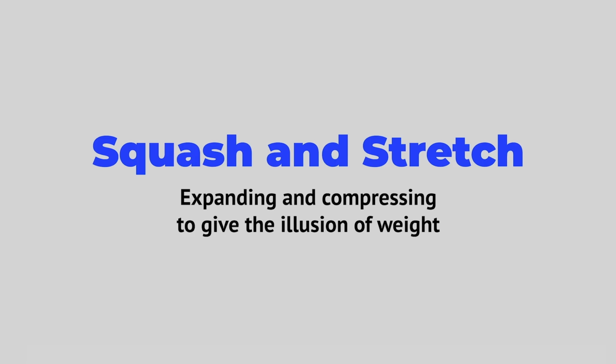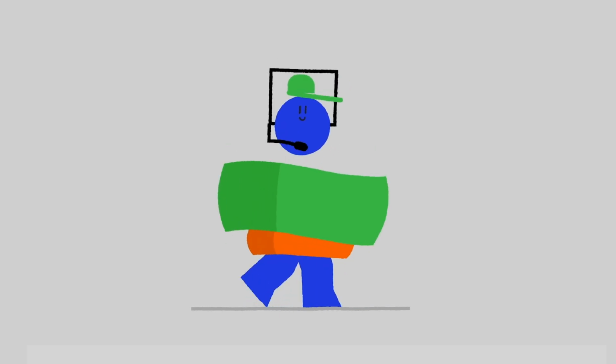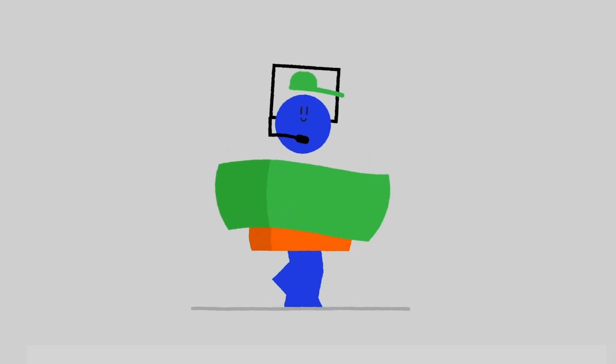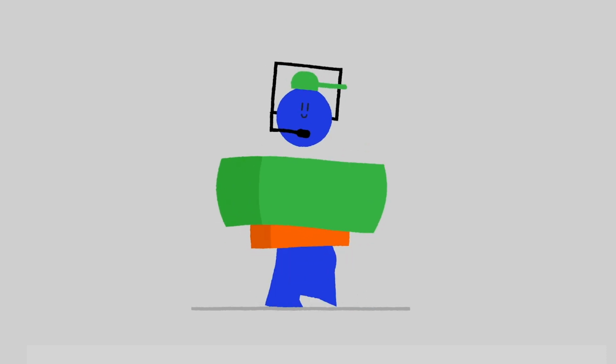The first one is squash and stretch. Squash and stretch gives the illusion of weight and volume as something moves. This is done by slightly expanding and compressing the shape of your subject. This principle is one of the most important because it really gives a clearer sense of weight and gravity as an element moves, which is essential in giving the illusion of movement.